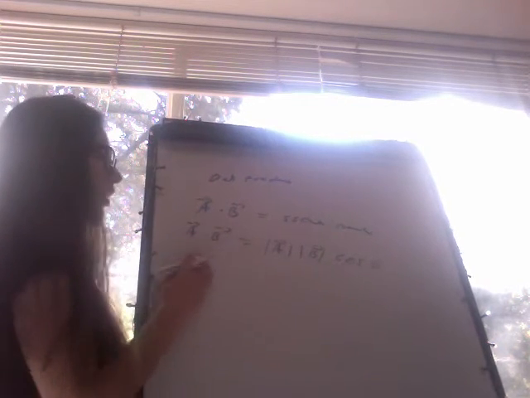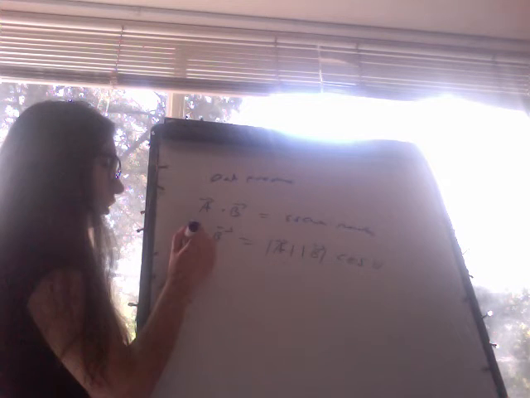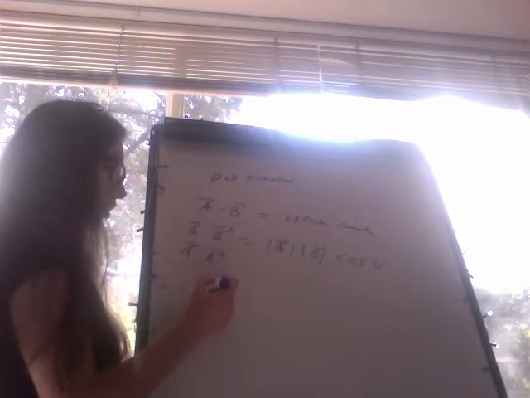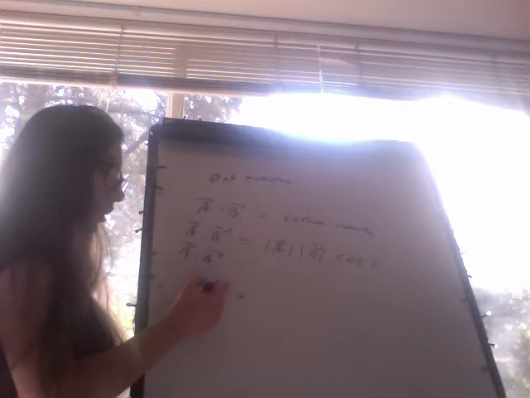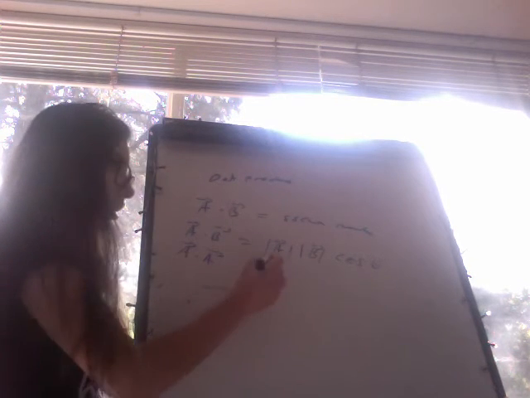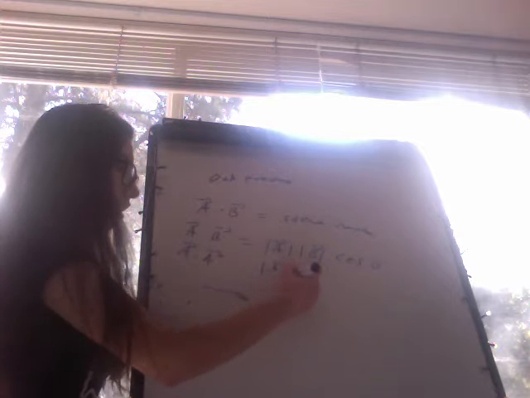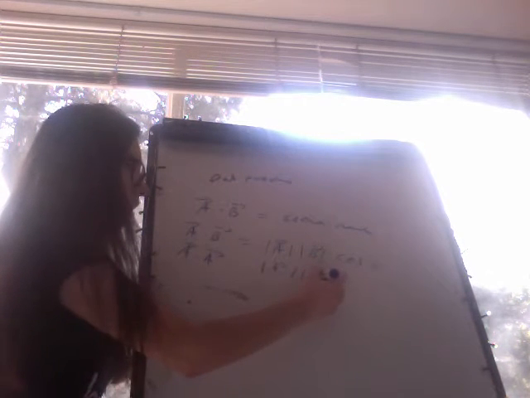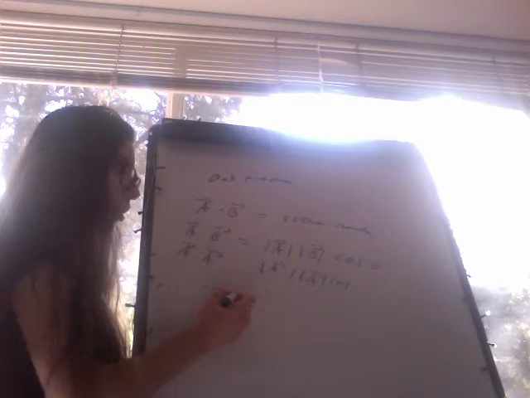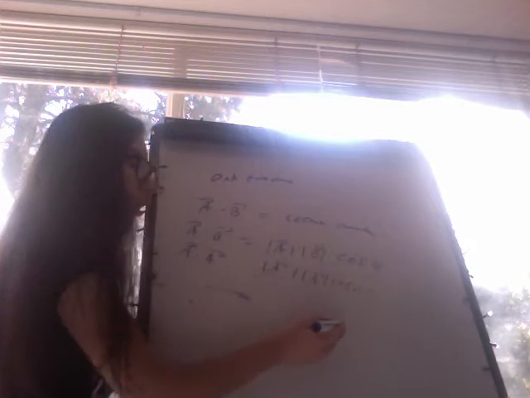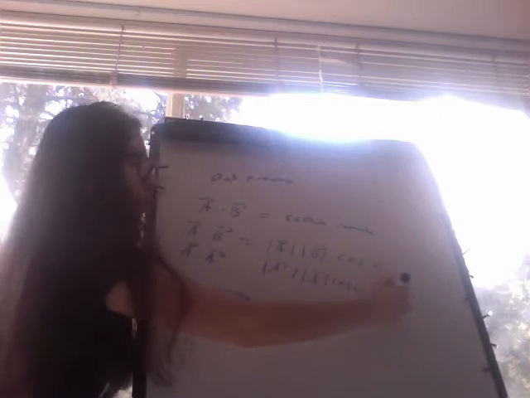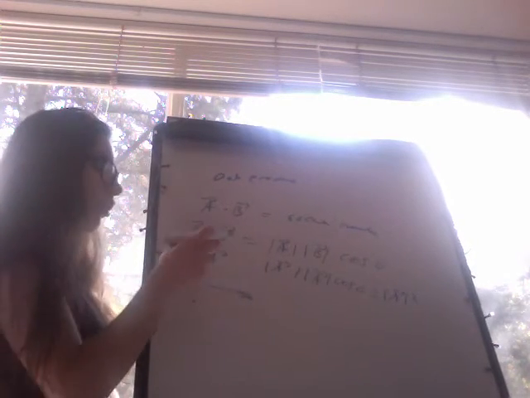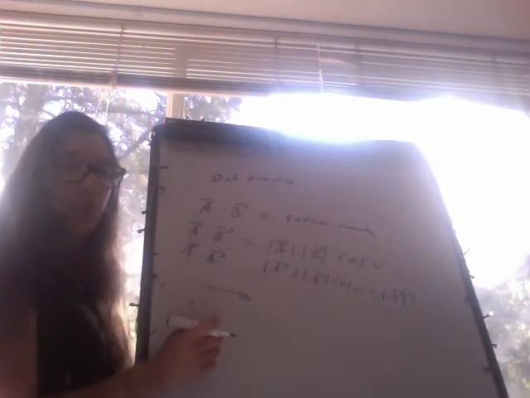Let's calculate first A dot A. So A dotted with itself would be the magnitude of A times the magnitude of A times cosine of 0 degrees. Cosine of 0 degrees is 1, and we have the magnitude of vector A squared. So A dotted A is the square magnitude of A.